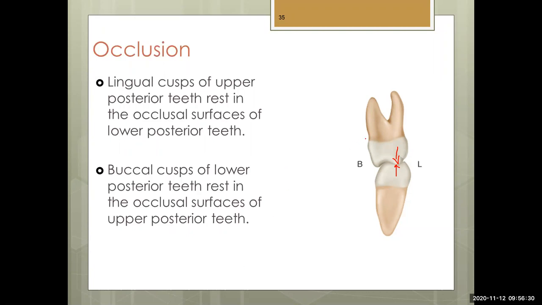So this buccal cusp here on the maxillary, right, the buccal cusp of the lower posterior teeth rest in the occlusal surfaces of the maxillary. So the buccal cusps rest in the maxillary. Okay, so the maxillary teeth are overlapped buccally to the mandibular teeth. And if it's not, what's it called? That's called a crossbite.